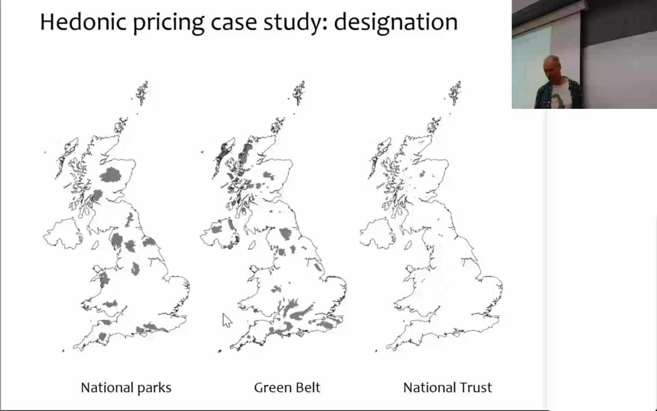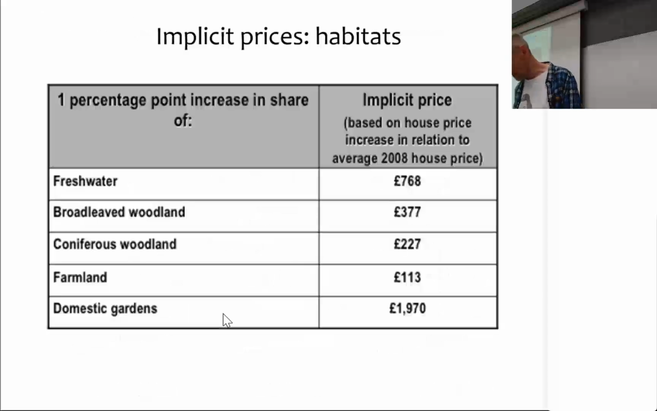You can calculate all these things and then run this regression of the sale price of the house on such things. And what you find is numbers like this. So if you're close to freshwater, the price of your house goes up by £768, right? If you're close to broadleaf forest, it's 377, but coniferous forest we don't like so much. It goes up by 227, right? Farmland 113. Most importantly, English gardens: if you live near gardens, your house price goes up by almost £2,000, right?